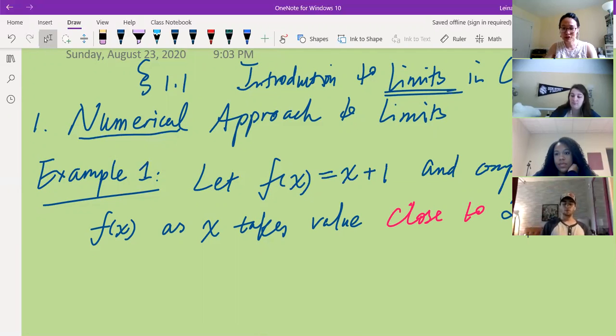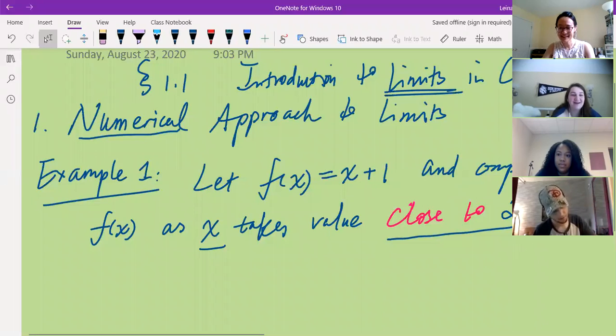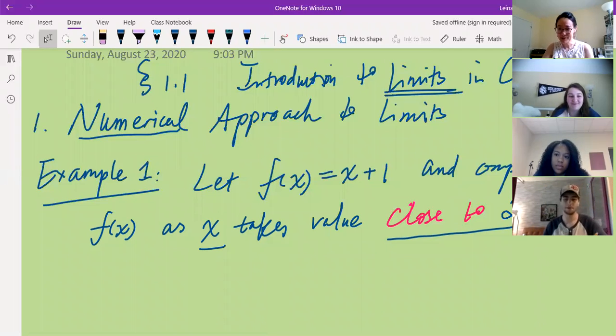Do you see I intentionally changed the color to close to 2? What does that mean? x is taking value close to 2. Any value you can think of that is close to 2. Jordan, can you give me a value for x that is close to 2? 1.5 is close to 2. Point and a half? Say it again. 1.5? Oh, 1.5. Okay. Jordan said x equals 1.5.